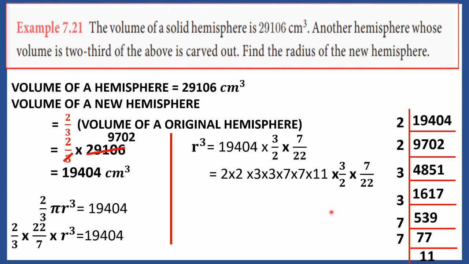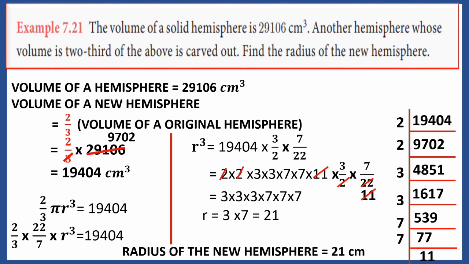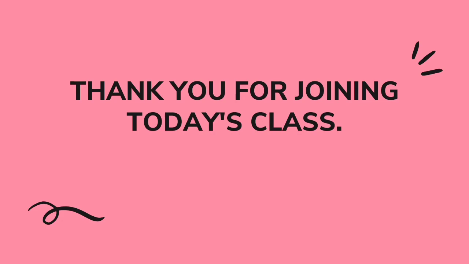See here, this 2 and 2 get cancelled, and this 2 and 22, 11, 11 and 11 get cancelled. The remaining numbers: r cube equal to 3 into 3 into 3, 7 into 7 into 7. Take the cube root. We get 3 7s are 21. So, the radius of the new hemisphere equal to 21 centimeter. Read the question 1 or 2 times and try to understand the concept. Then, it's very easy to find the solution.